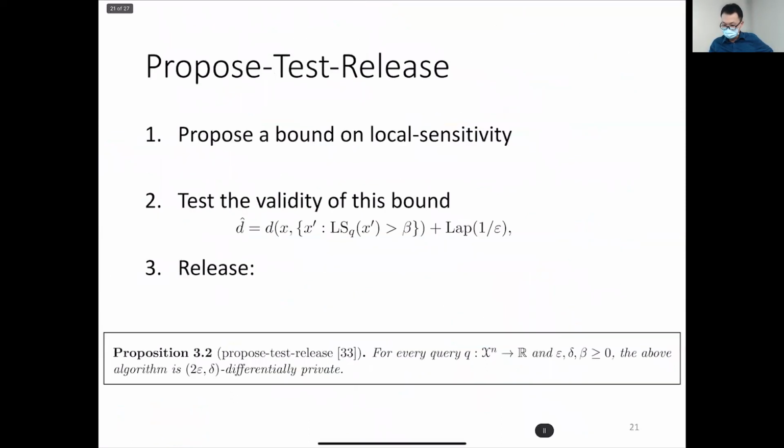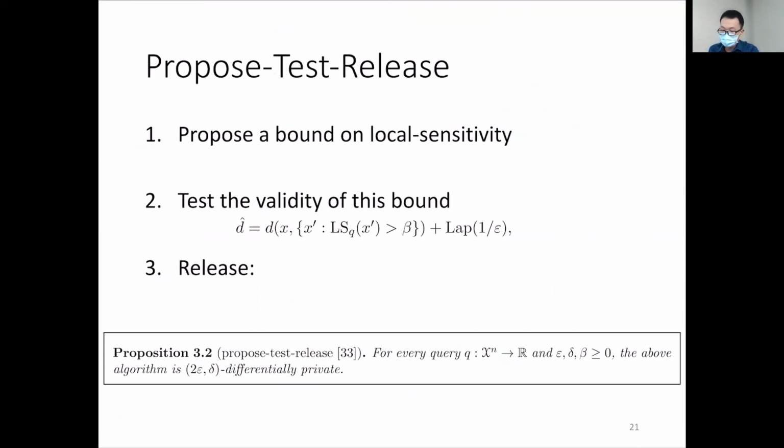All right. So now let's get to propose-test-release. What if the local sensitivity is not 0? What if it is not like an arbitrary f(x) that remains the same in all your neighbors, and all your neighbors' neighbors, and all your neighbors' neighbors' neighbors? Can you still do something meaningful with this idea? So that brings us to propose-test-release.